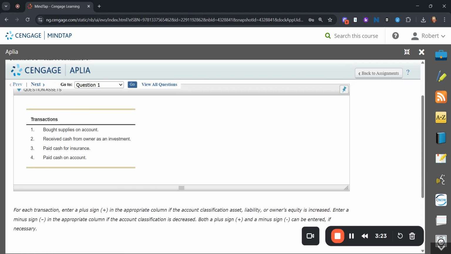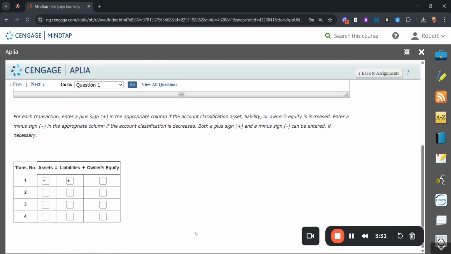That gets us to transaction number 2. Received cash from owner as an investment. So the business received cash, so it's an increase in an asset. And due to that increase in cash, there's an increase in value of the business at that particular point in time. So that means that's going to be an increase to owner's equity, because anything of value that the business owns, the owner owns it by the fact that they own the business.